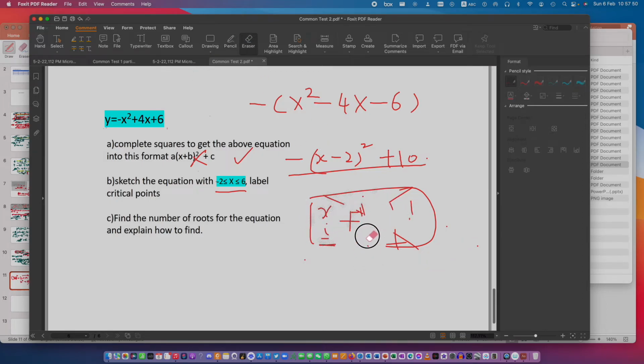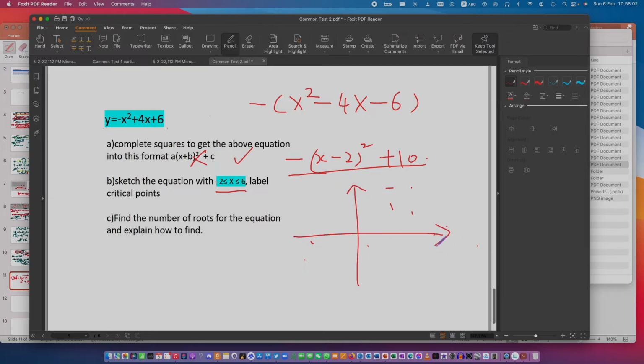First thing first, determine the shape. How does the shape look like? The shape will look like a front face. Why? Because the coefficient of x squared is negative. It's a sketch, so no graph paper needed. So I know it's a front face, yes. Okay, so a front face.